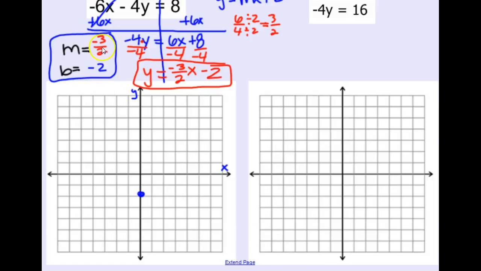And then be careful, rise over run. We're not going up this time. Negative 3 tells me first to go down 3, and then positive 2 is to the right. Down 3 and 2 to the right. The opposite of down and right would be up 3 and 2 to the left. Notice it's still forming a straight line. Up 3, 2 to the left. And draw your line through it. Put arrows on both ends.